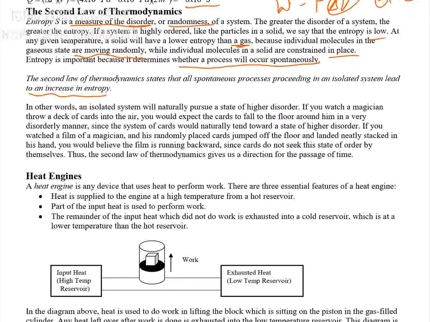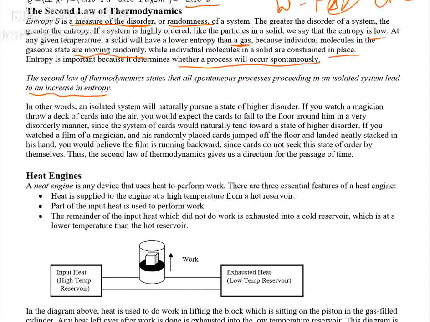Therefore, as I said before, the second law of thermodynamics is expressed or explained in so many ways. Among these, the second law of thermodynamics states that all spontaneous processes proceeding in an isolated system lead to an increase in entropy. Therefore, in any system in the universe, the entropy of that system is always what? Increasing. The entropy does not decrease.